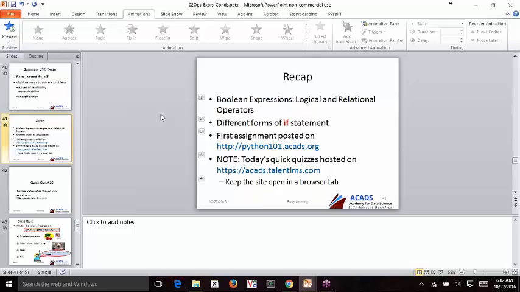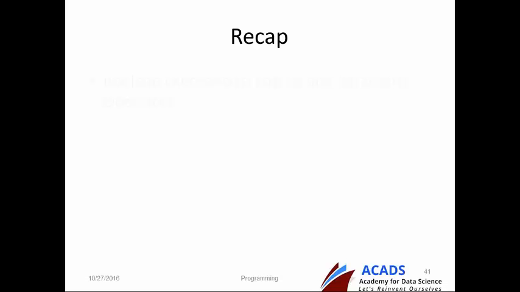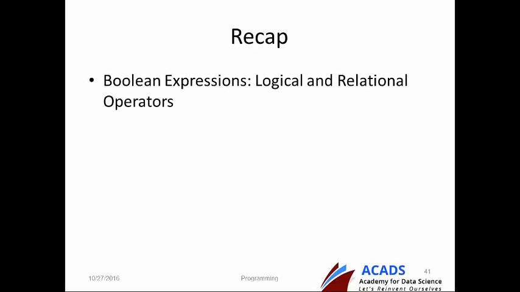Welcome to this fourth lecture in Python training. Last class we looked at Boolean expressions including logical and relational operators, and we looked at different forms of if statement. So if without else, if with else, and a chain of if else if statements.